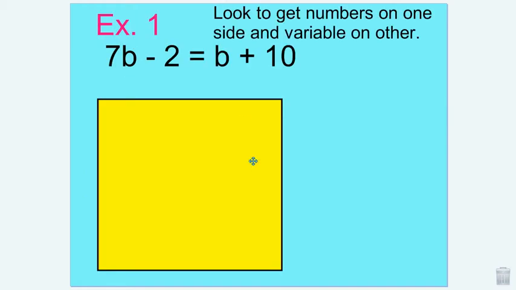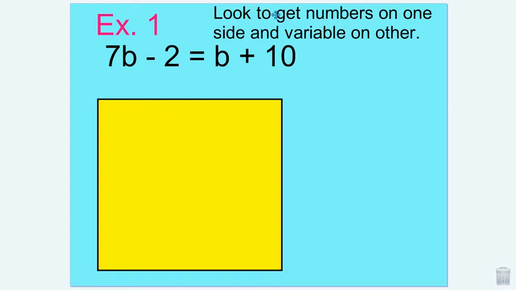All right, so first one. We have 7b minus 2, and that equals b plus 10. So that means you've got a value here and a value here, and it's going to balance. So we could even try a value, for instance, to give you an idea. If b was 1, 7 times 1 minus 2, well, that's 5. 1 plus 10 is 11. Nope, that's not it. So we're not going to play guess and check. We're going to use some algebra.